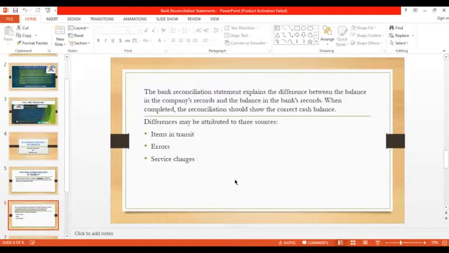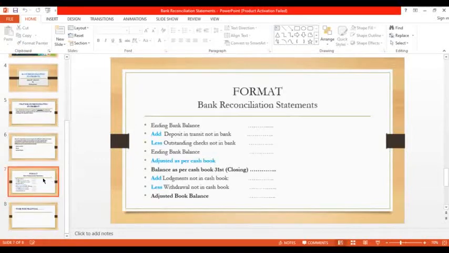And what are the things that can cause the differences? The first one is items in transit. That is, a check you have issued to someone and the bank has not yet seen it. They have not recognized it, and you as an accountant have posted it already into your cash book. So it's going to cause a difference. Also, errors. Maybe there are errors from the accountant or errors from the bank. So that also could cause the difference. Then service charge. As a company or as an accountant, you may not capture all the charges for every transaction. So this also may cause a difference in the reconciliation.